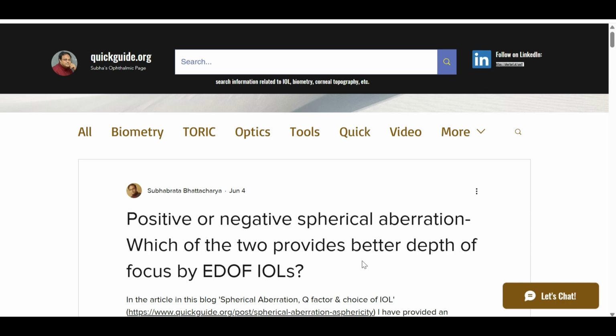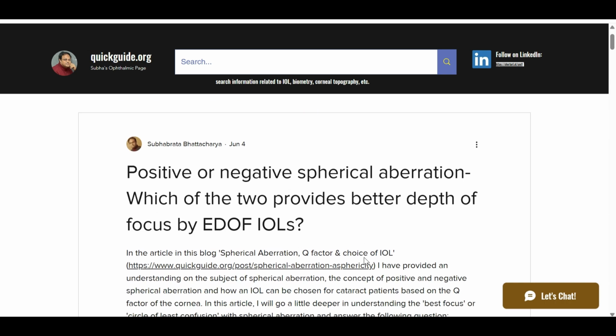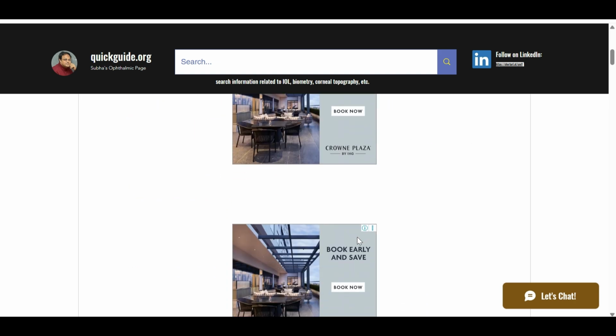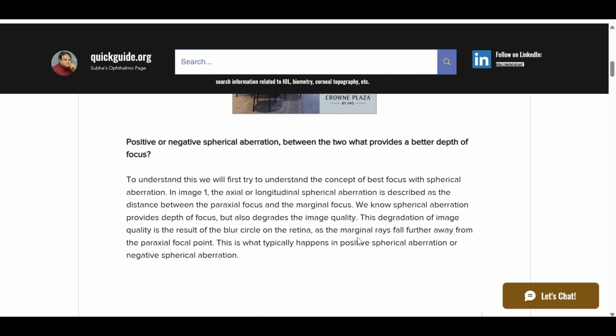Friends, recently there have been discussions about what would be the patient's distance contrast and the depth of focus if you're implanting an EDOF IOL and if you are by any chance landing myopia or hyperopia for the patient, if there is a refractive surprise with these EDOF IOLs. Now, to answer this question, I have actually written about it in the quickguide.org.